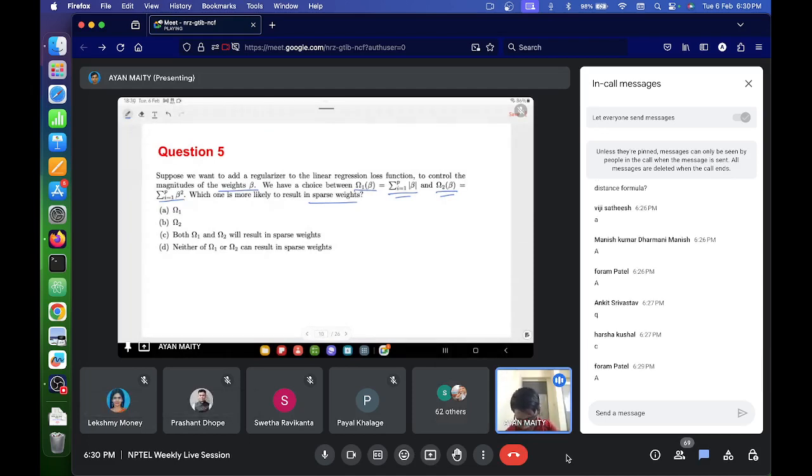And there are 4 options: omega 1, omega 2, both omega 1 and omega 2 will result in sparse weights, and neither of omega 1 or omega 2 can result in sparse weights.